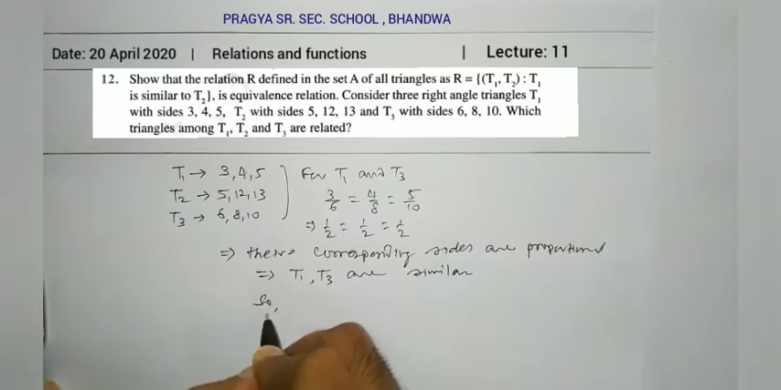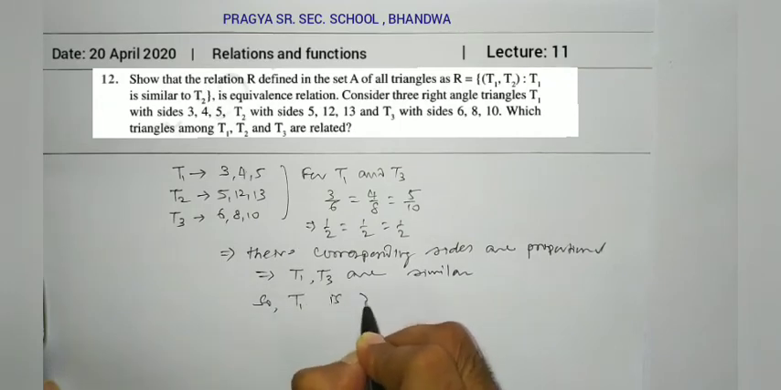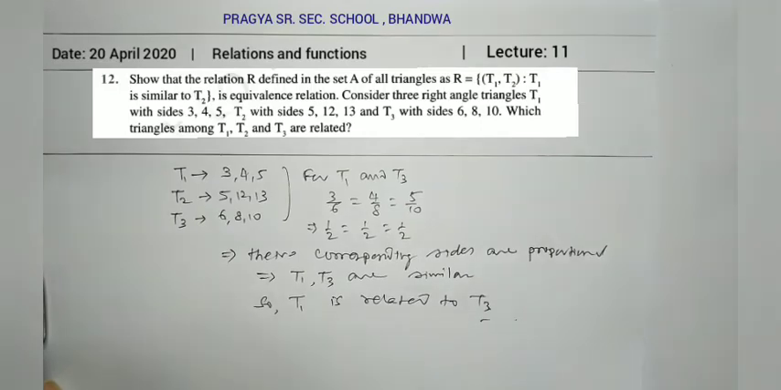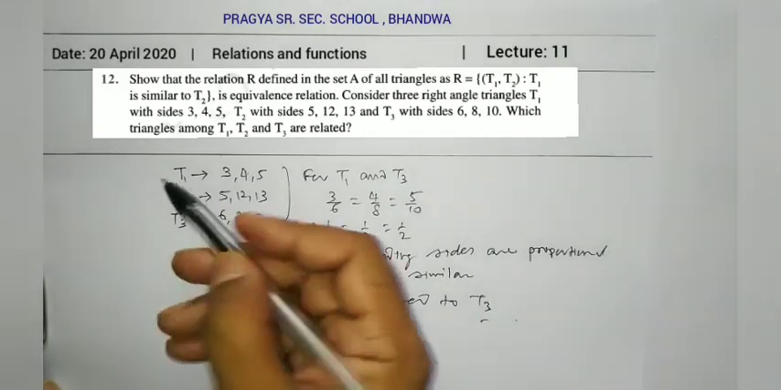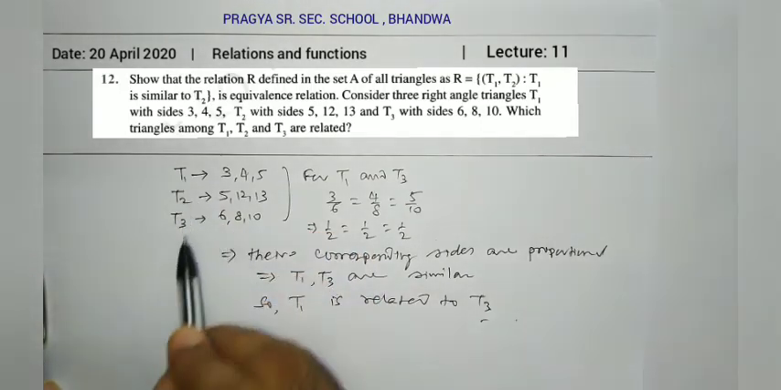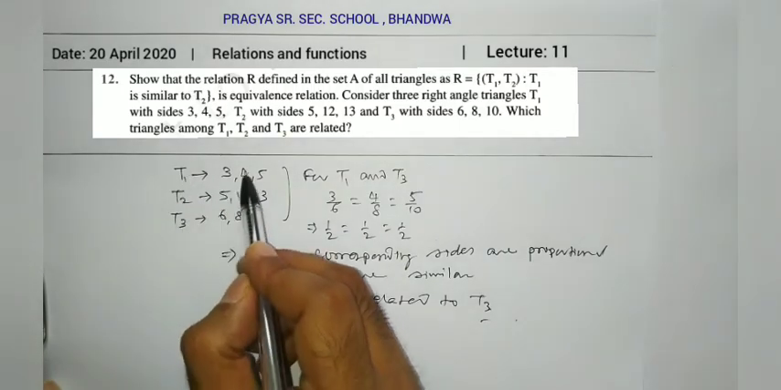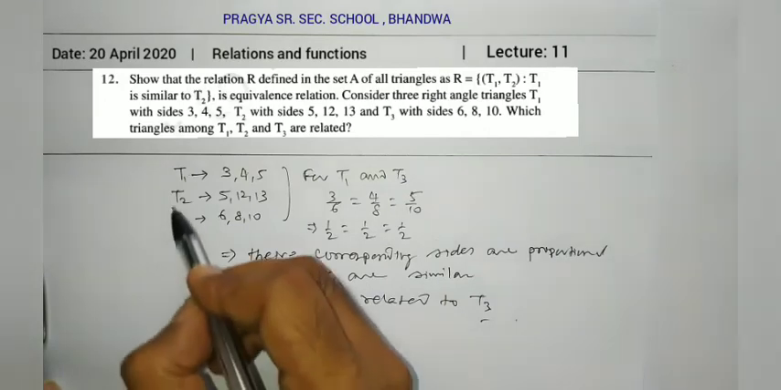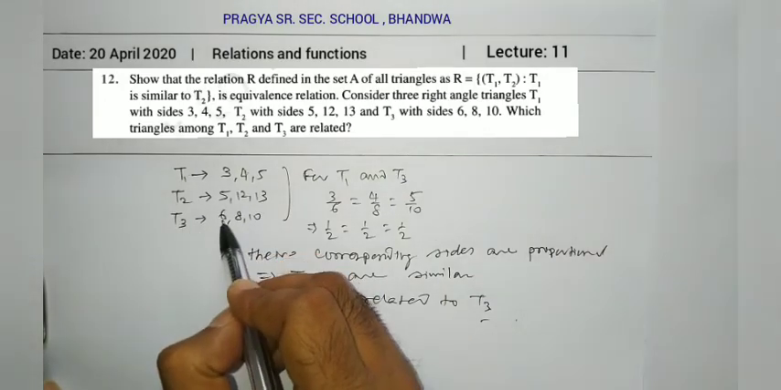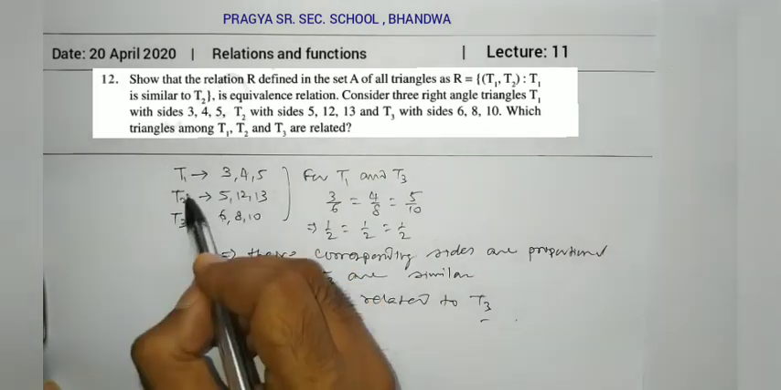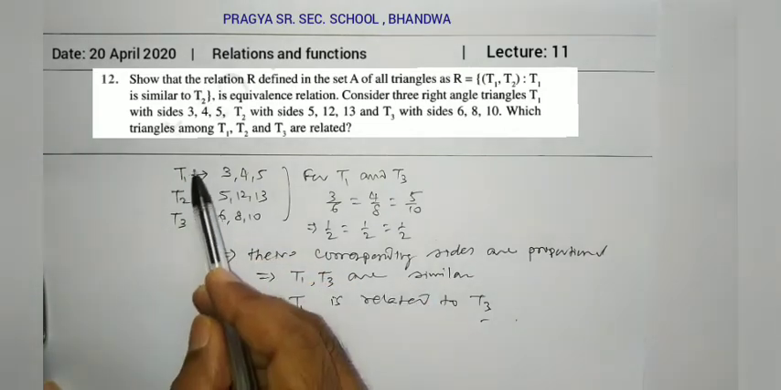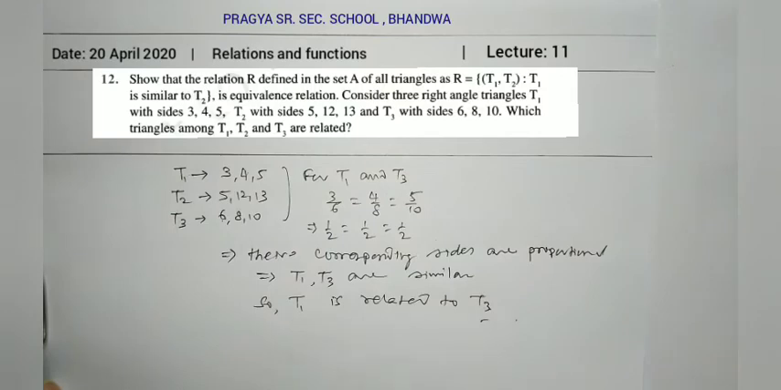So T1 is related to T3. Apart from T1 and T3, for another pair, T1 and T2, 3 upon 5 is not equal to 4 upon 12. So T1 and T2 are not similar. One more pair we have here, T2 and T3. Similarly, 5 upon 6 is not equal to 12 upon 8. So T2 and T3 are not similar. Only one pair, T1 and T3, are similar. So T1 is related to T3. Okay, I hope it is clear to you.